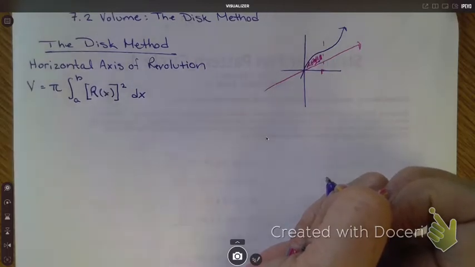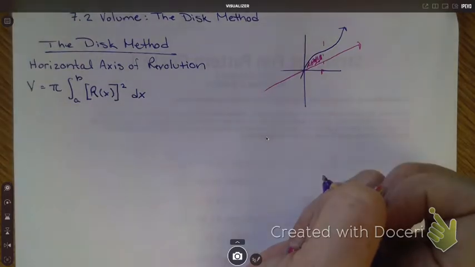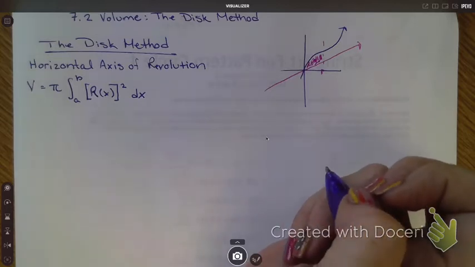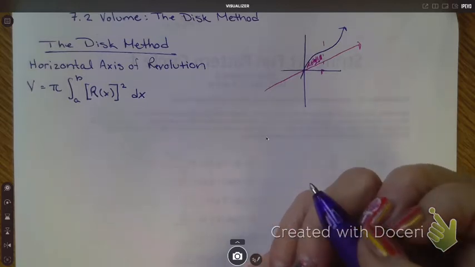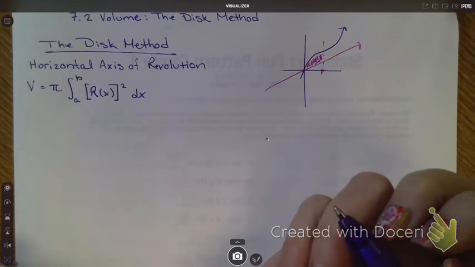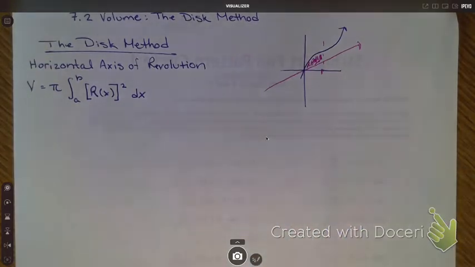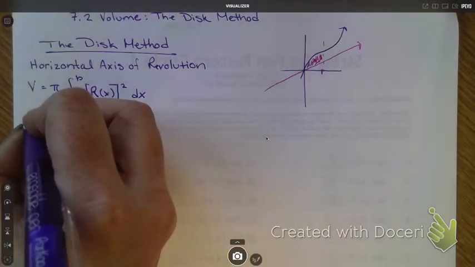What does the R stand for? It stands for the radius of the disk. R of X, yeah, we have the radius of the disk, and we'll do things with that. I don't want to go further into that until I see some examples.